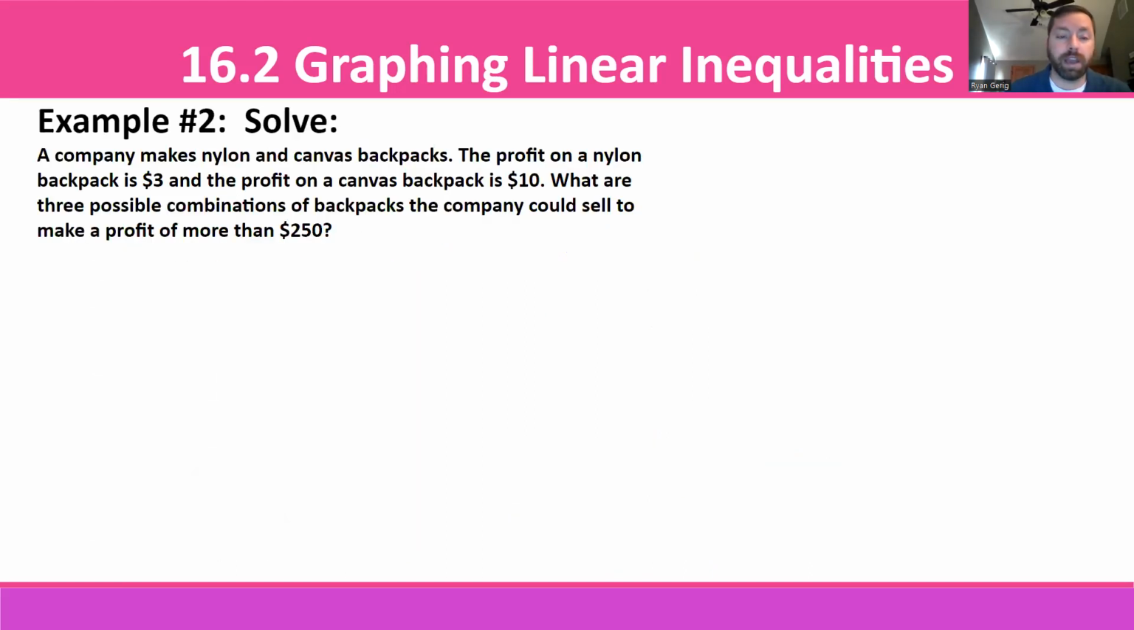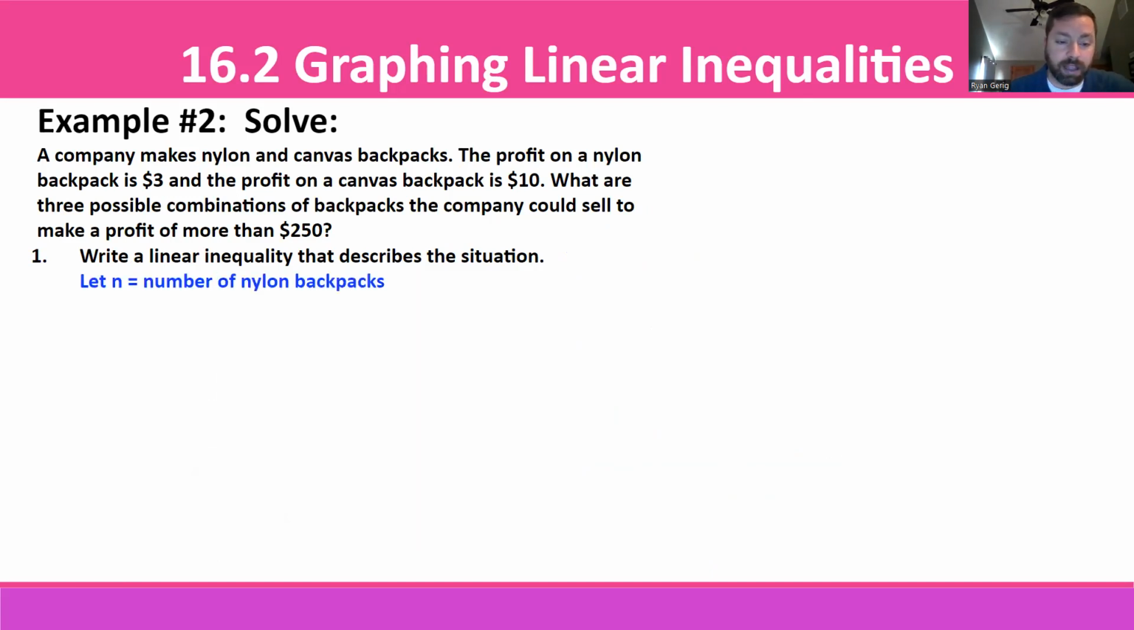Okay. We've also got a word problem to look at here. A company makes nylon and canvas backpacks. The profit on a nylon backpack is $3, and the profit on a canvas backpack is $10. What are 3 possible combinations of backpacks a company could sell to make a profit of more than $250? So we're going to write a linear inequality to describe the situation. We're not trying to get exactly 250. We're looking for anything more than 250. So that's where the inequality comes into play.